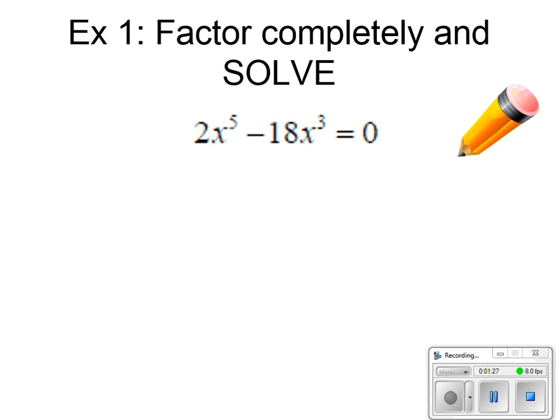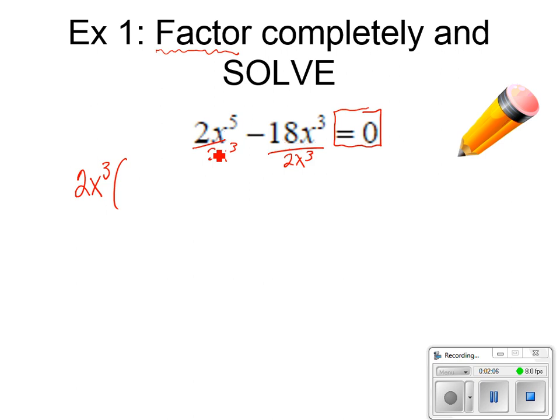So example number 1, you need to write this down. Factor completely and solve. The first thing we're going to do is factor, and in order to factor, we have to have it set equal to 0. So this problem is set equal to 0. Now I'm going to factor. I need my toolbox of factoring tools. What kind of factoring do I always do first? I should always do greatest common factoring first. What do these two have in common? They have a 2 in common and an x cubed. So I'm going to divide out a 2x cubed from each one.